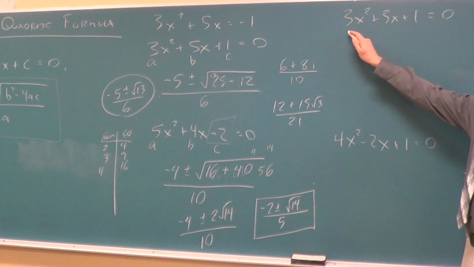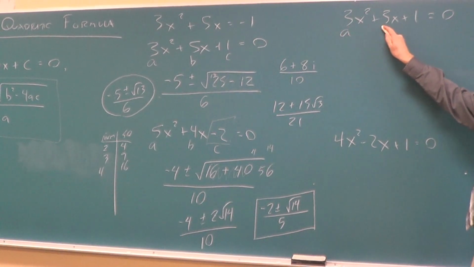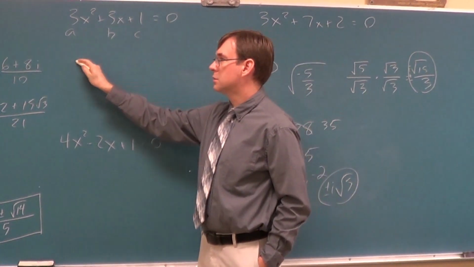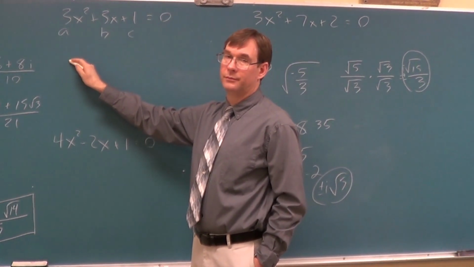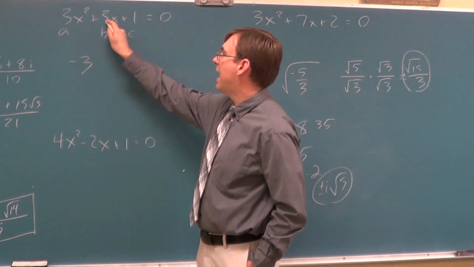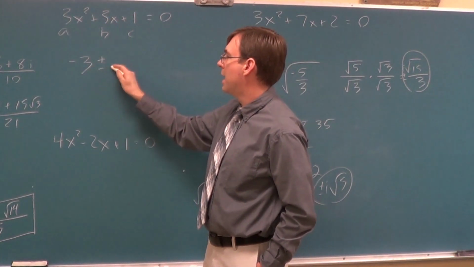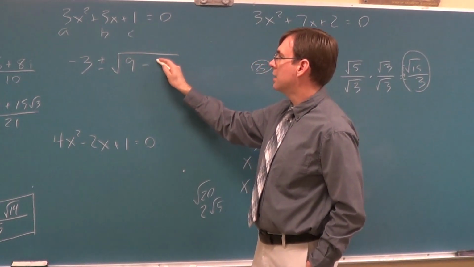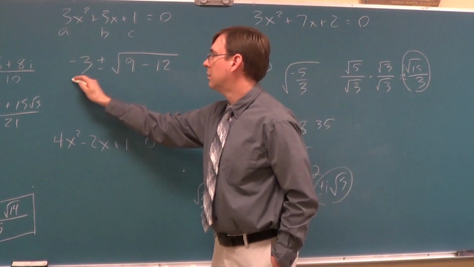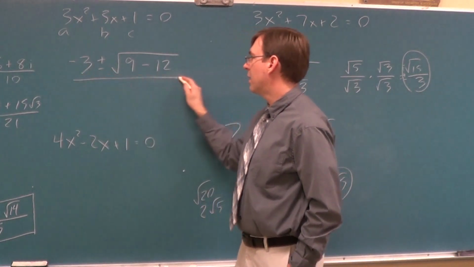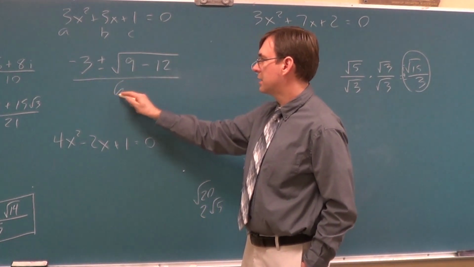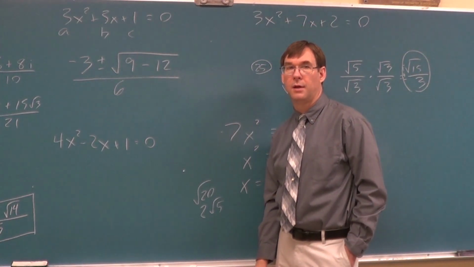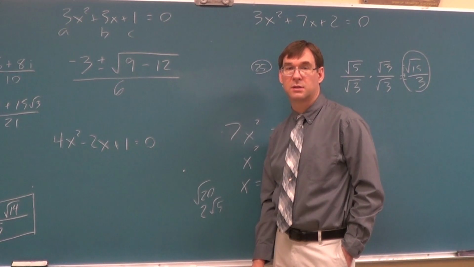So this one is A, B, C, no negatives, that makes our life simpler. So what's first? Negative B, which is -3, plus or minus the square root of 9 minus 12, all over 6, and we'll pause there and see if anybody needs help doing what we did. Anybody have trouble putting the numbers in the spaces?